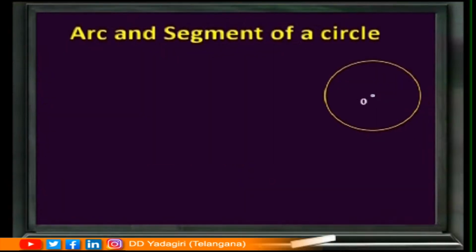Now let us see what an arc and a segment of a circle are. So this is a circle, A is a point on the circle, B is a point on the circle. So AB is a part of a circle, which we call an arc of the circle.